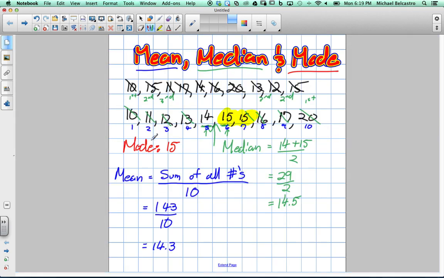And those are our three. We went through the mode, usually easiest to see, then the median, and then the mean has probably the most amount of work to do to solve it.